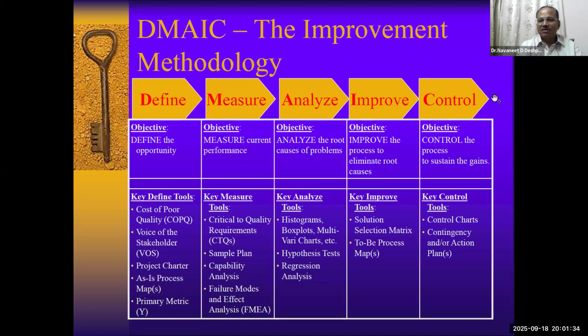We have a control. We are talking about the control, the process to sustain the gains, right? In the process of improving, we forget what control is. So DMAIC finally tells us to achieve this level of control, like control charts and sharing those charts with all the people concerned, and a contingency or action plan.